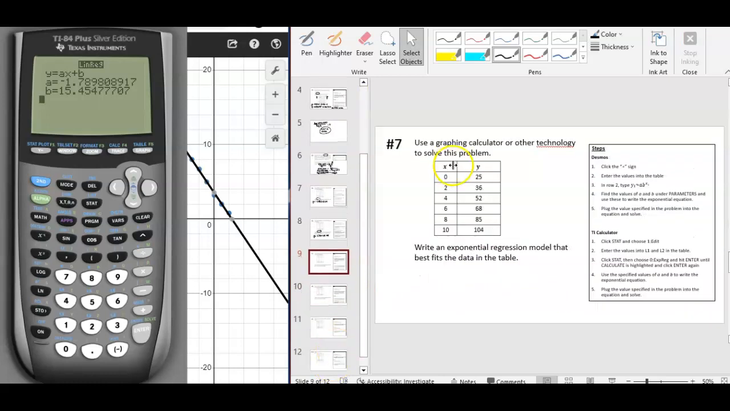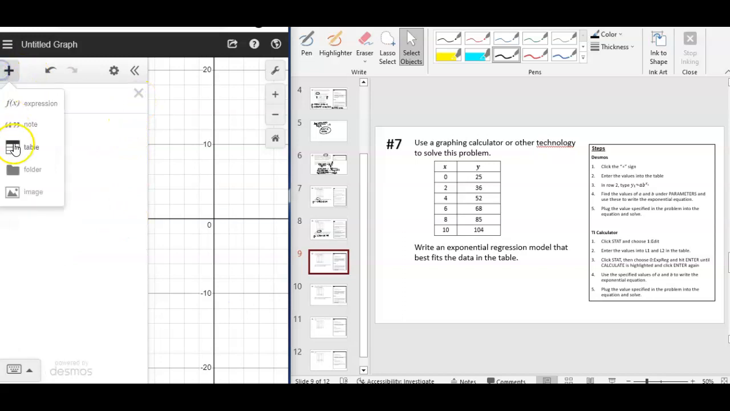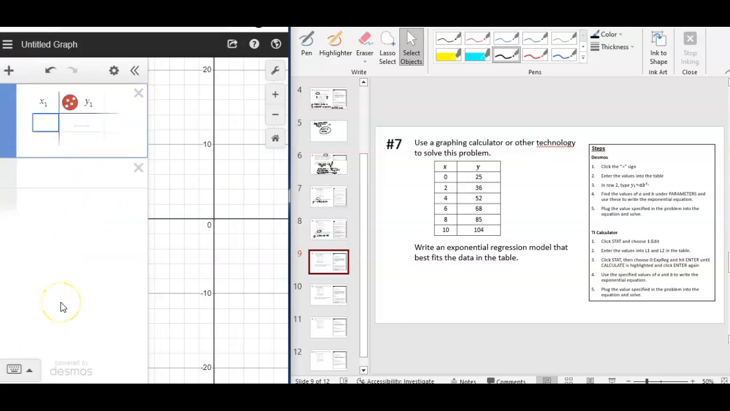Okay, so now let's do number 7. It gives us a table of values and asks us to write an exponential regression model. So we're going to go ahead and go to Stat Edit, and we're going to clear what we have in L1 and L2. If you're on Desmos, you can go ahead and exit out of everything and then click plus and then create a new table. I'm going to pause the video while you go ahead and enter these values.